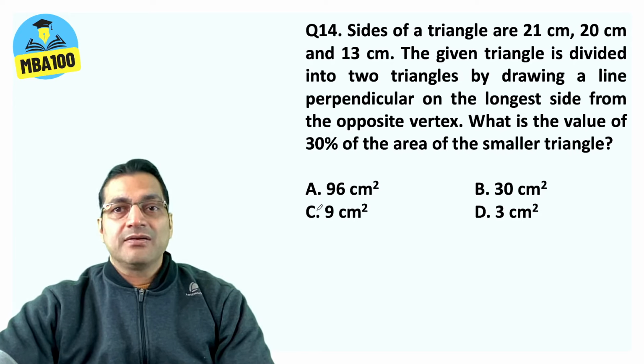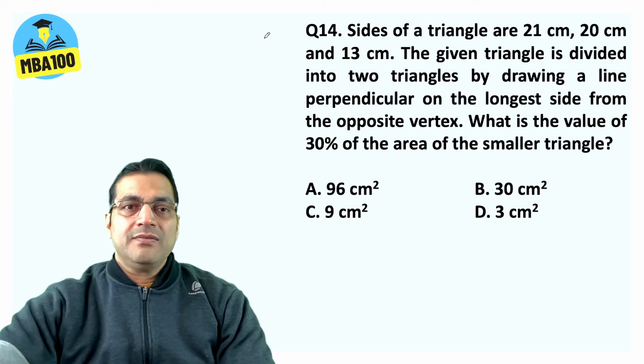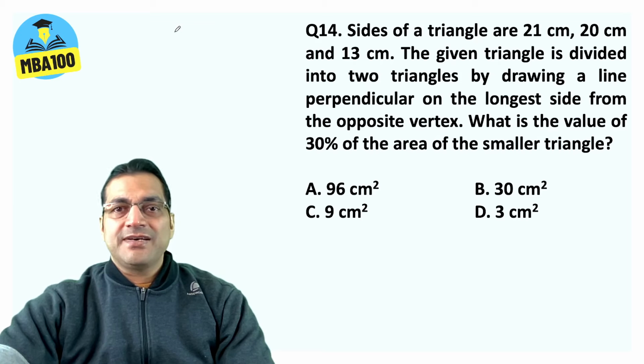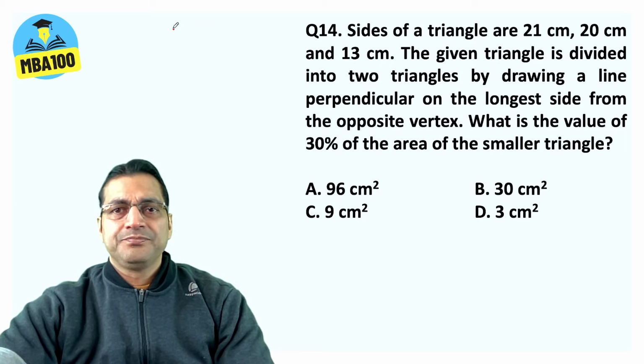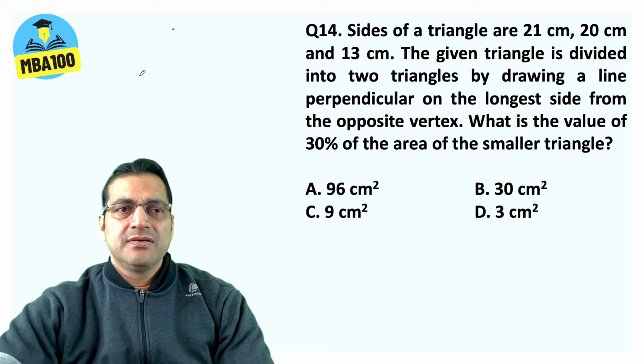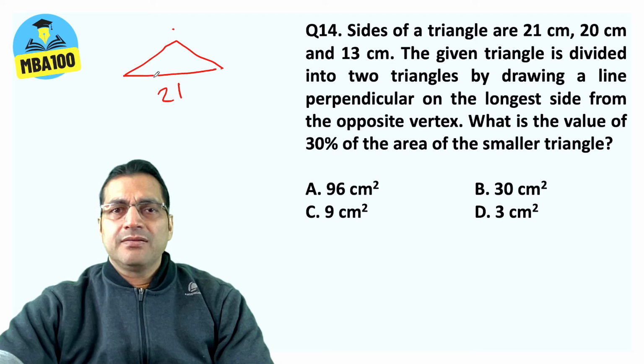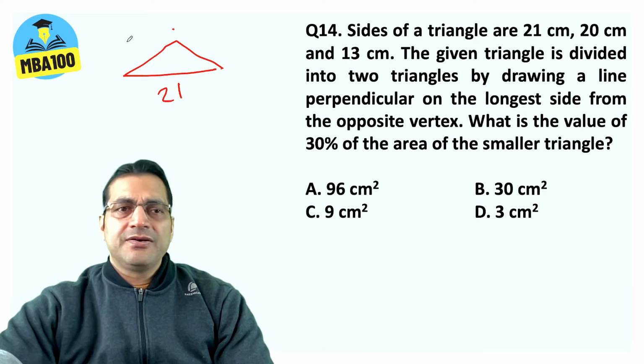Everyone would have been or should have been able to do it. Okay. And for one simple reason, sides of a triangle are 21, 20 and 13. The given triangle is divided into 2 triangles by drawing a line perpendicular to the longest side from the opposite vertex. So let's put the longest side here. Longest side is of 21. Okay, the other sides are 13 and 20.